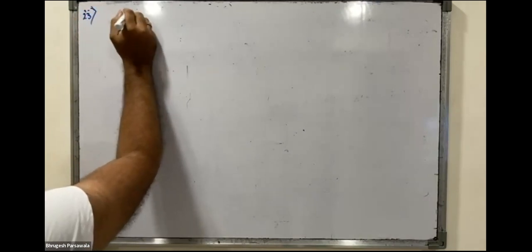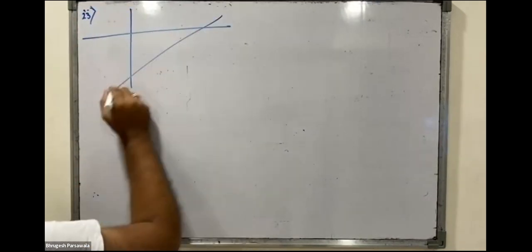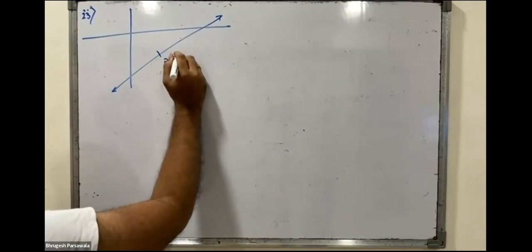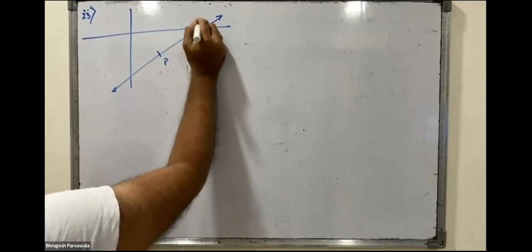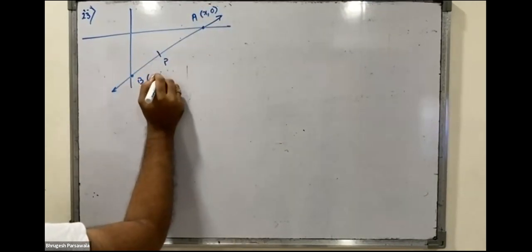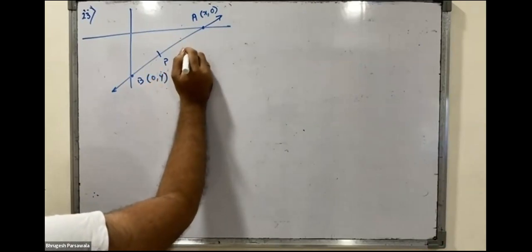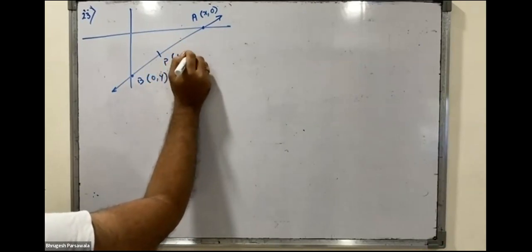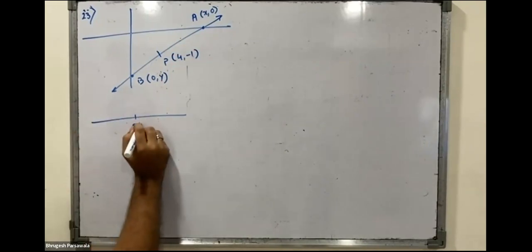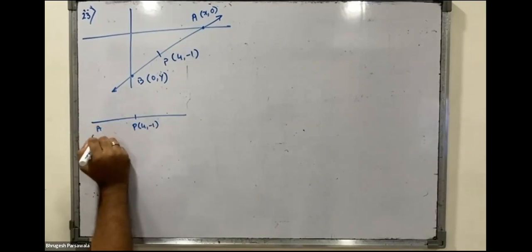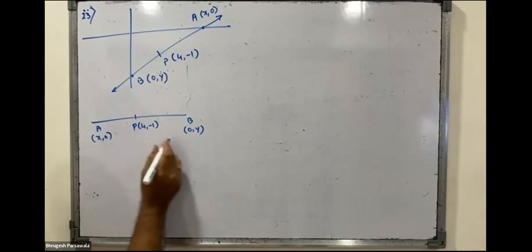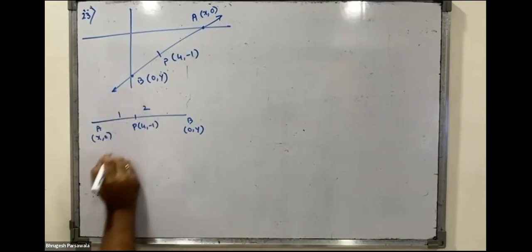23. Line AB meets the x-axis at A, so (x, 0), and the y-axis at B, (0, y). P divides AB, where P is (4, minus 1). P divides AB in the ratio 1:2. So P is (4, minus 1), A is (x, 0), B is (0, y), and P divides AB in the ratio 1:2.